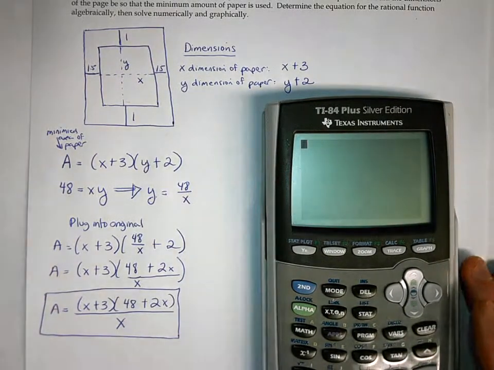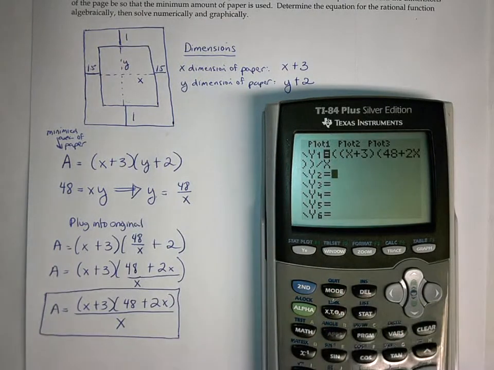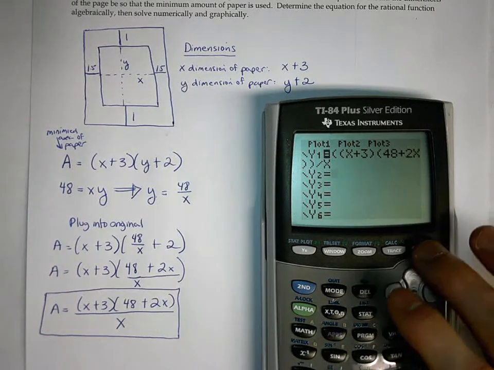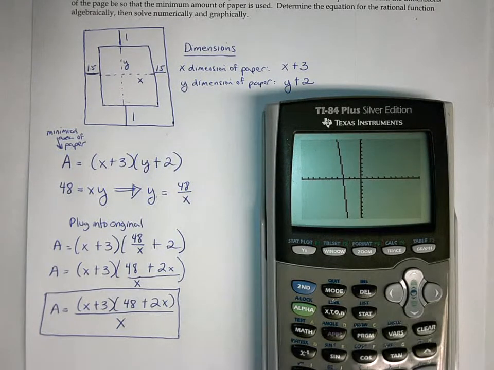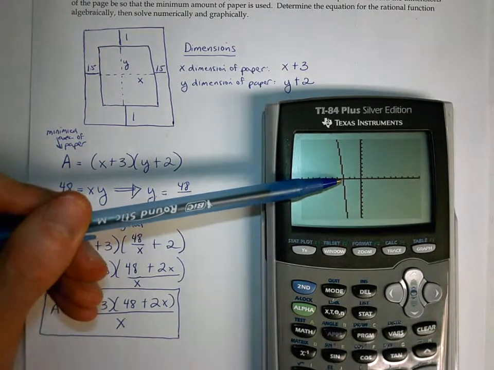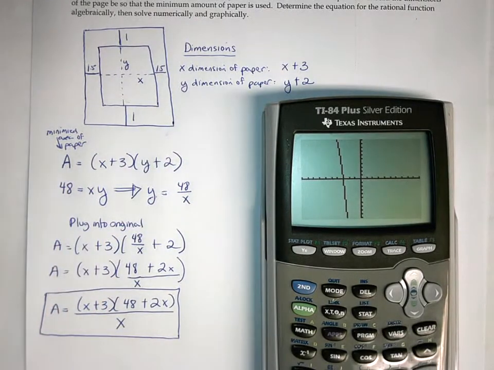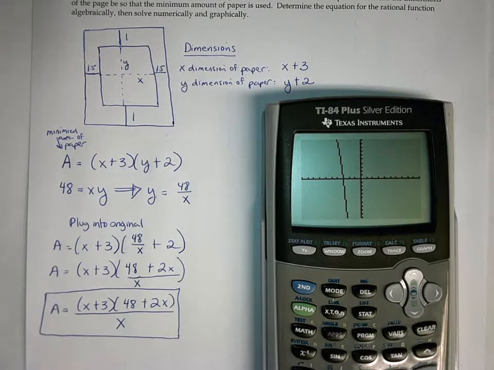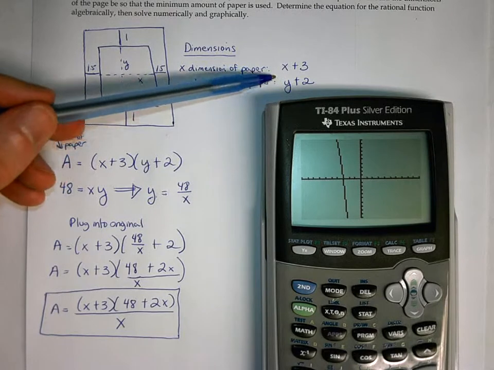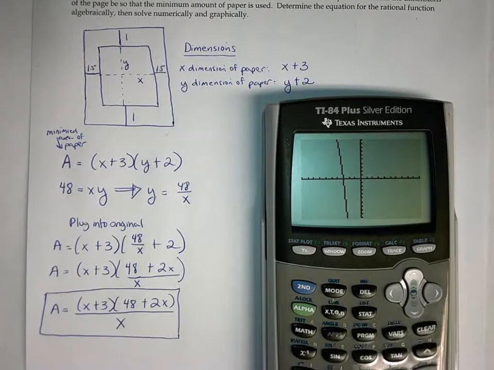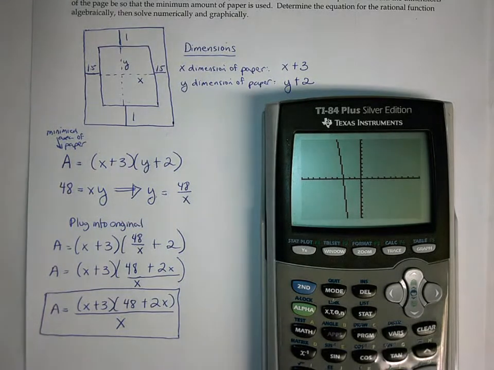So turn on your calculator, and into y1 we're going to plug this in. And I already plugged this in ahead of time. X plus 3, 48 plus 2x all over x. And we hit graph. And when we look at that, that really doesn't give us a lot of information. We can see this graph crosses the x-axis, it looks like at -3. But negatives aren't going to help us in terms of determining dimensions of paper. If I plug in negative values here, I'm going to end up with negative dimensions of paper, and we don't want that. We want our dimensions to be positive.